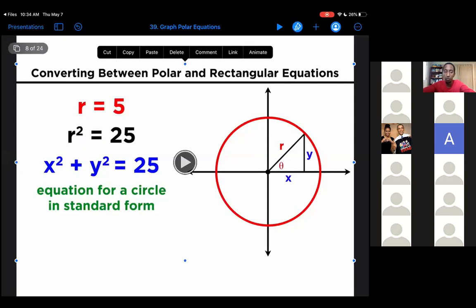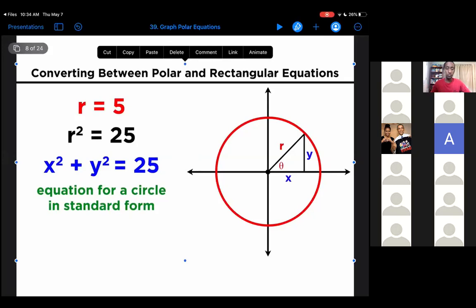R equals 5 in polar is a circle. If you square both sides, you'll get r squared equals 25. 5 squared is 25. And r squared can be written as x squared plus y squared. That just converted it into rectangular, because if you think about it, the equation of a circle is x minus h squared plus y minus k squared equals r squared, r being the radius. So this x squared plus y squared equals 25 is a rectangular form of that circle that we have there.